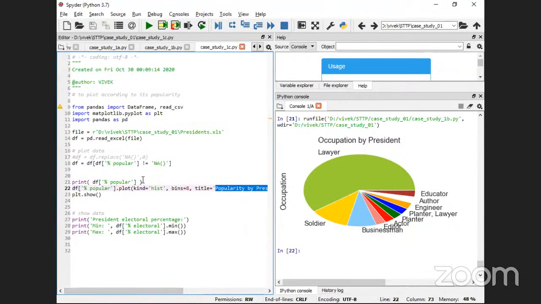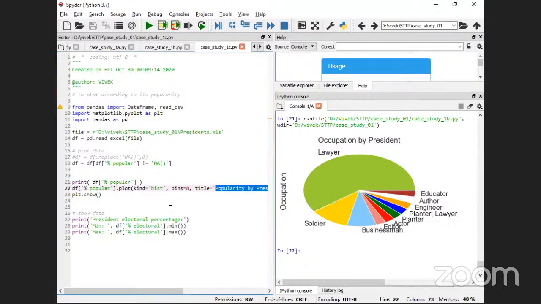And besides that, I've also included whatever we discussed in the previous case, like the minimum and maximum percentage of the popularity of presidents. So in that context, I have included these two statements, the min and max functions, which we discussed in the previous example.